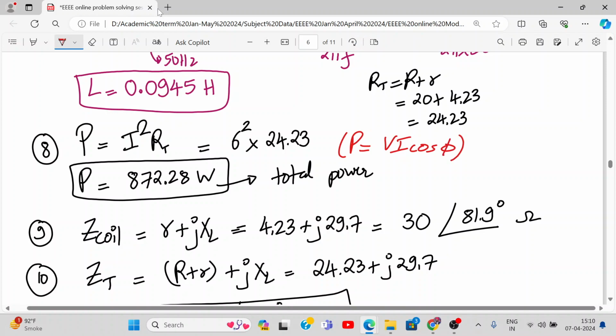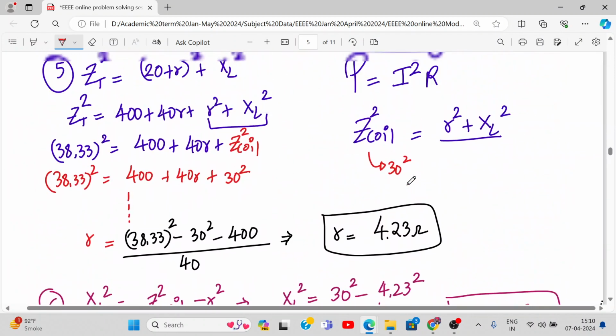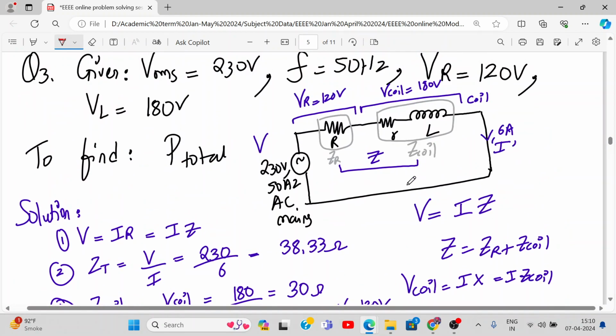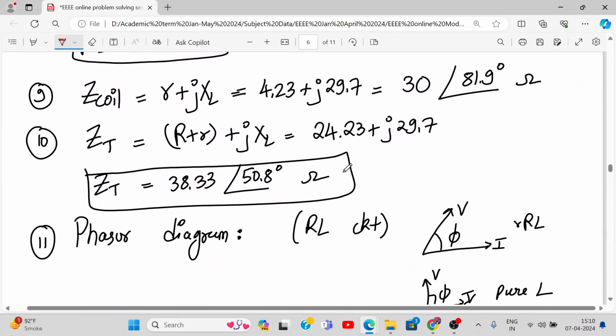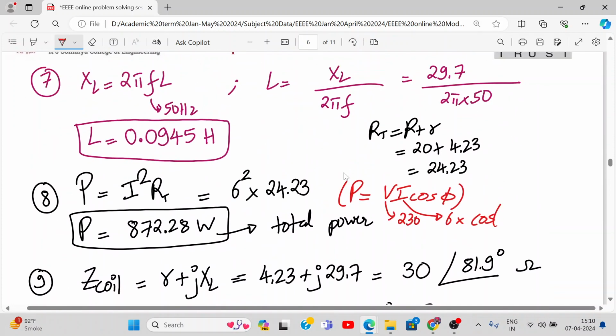So how much is V? V is 230. Your current is 6, and what is phi in the circuit? What is the value of phi? The Z phi, this 50.8. So take cos of 50.8, you'll get the same answer. You should get the same answer. Did the same answer come or not? So both the formulas are there, you can use both of them.